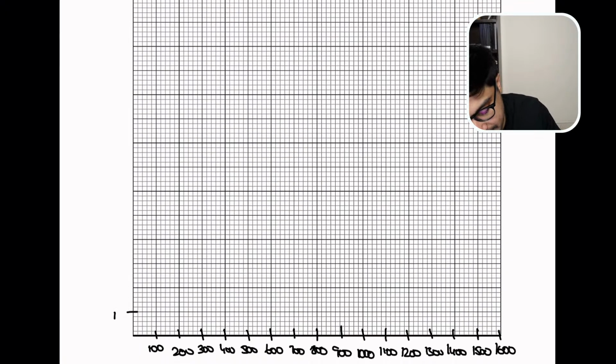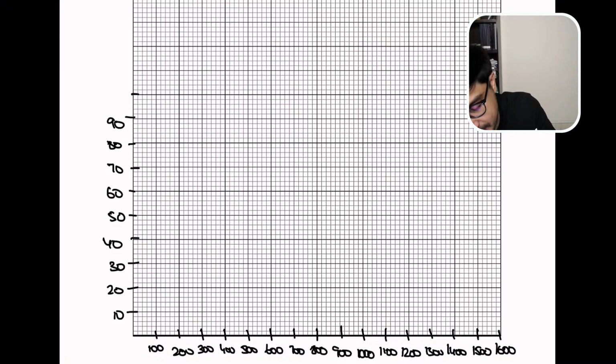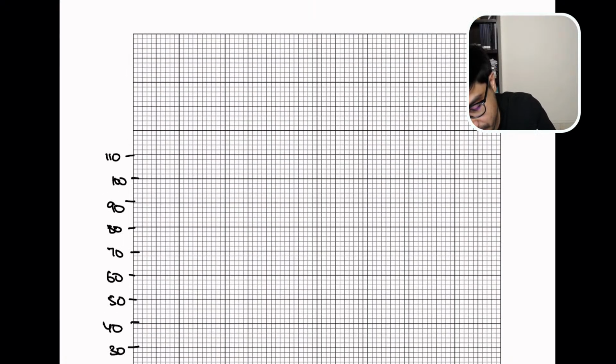The frequencies go up to 140, so let's just mark it in steps of 10. So this is going to be 10, 20, 30, then 40, 50, 60, 70, 80, 90, and then 100, then 110, then 120, then 130, 140, and then 150, right?